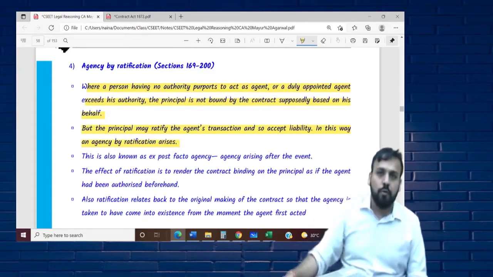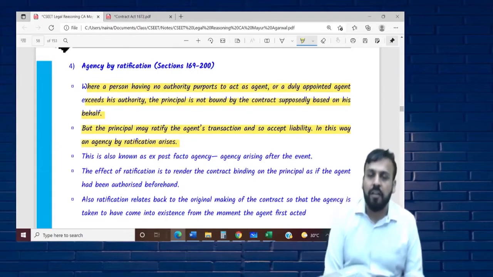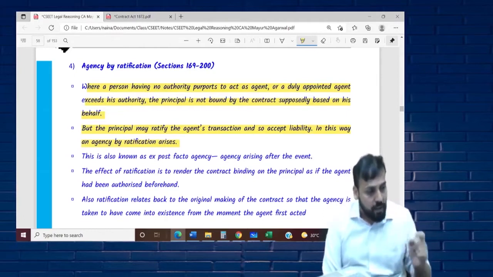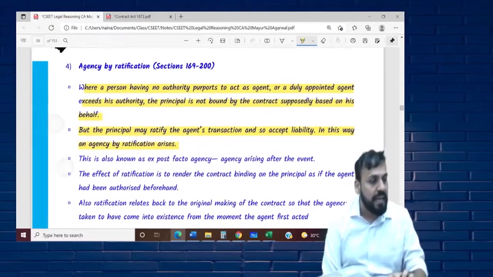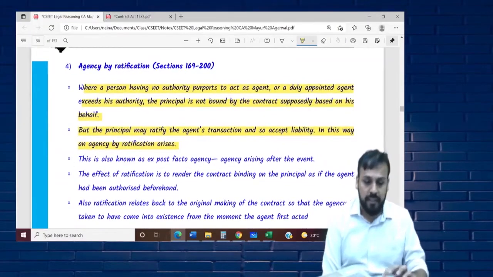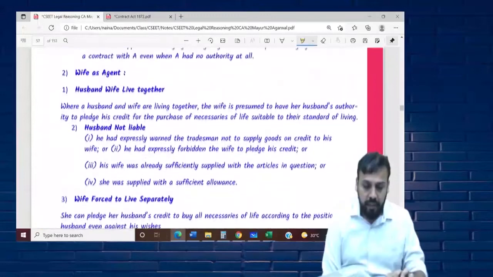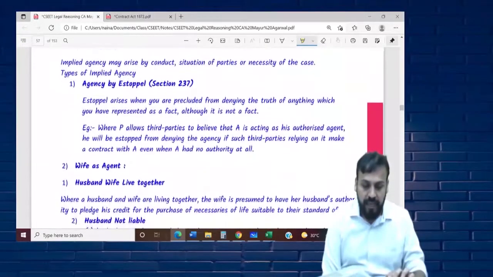No, but I sold the property and now my father said, okay, now you have done it. It's fine. I approve it. My father has given the authority later on. Such an arrangement is called agency by ratification. Agency by ratification.